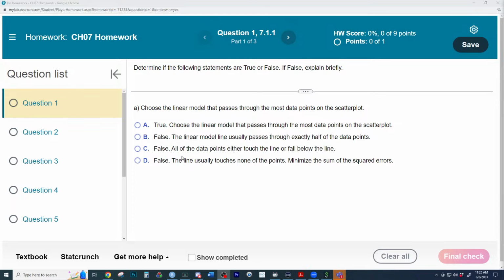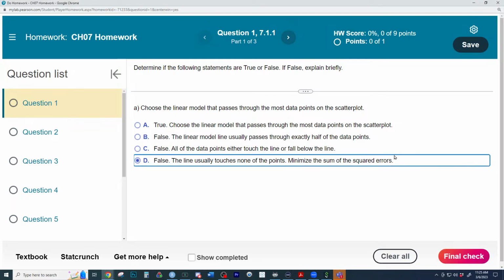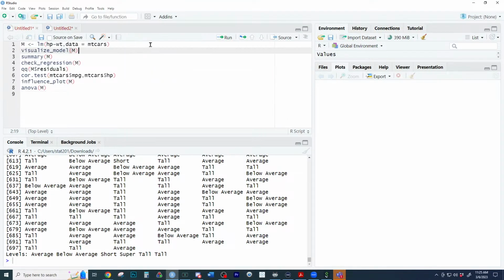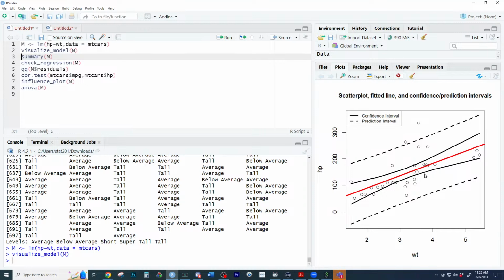No. False. All the data points either touch the line. No. The line usually touches. Yeah, it minimizes the sums of squared error. So that's a very technical thing. But when we make linear models, which we were making here previously, we don't choose a model that goes through all the points. The line is trying to reduce the error. It's trying to get closest, basically, it can to all the points.